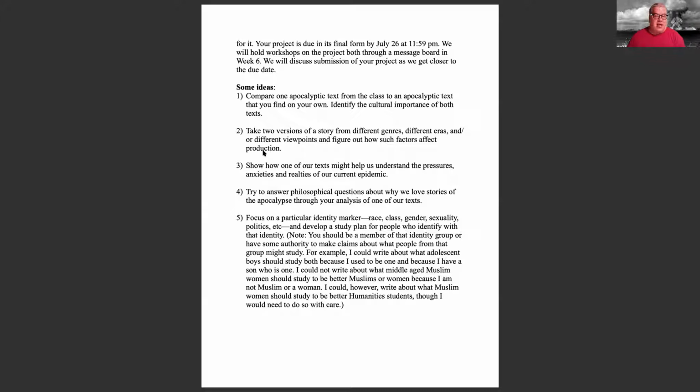Number 2, take 2 versions of a story from different genres, different eras, and different viewpoints and figure out how such factors affect production. Sorry about the dogs. Number 3, show how one of our texts might help us understand the pressures, anxieties, and realities of our current epidemic.